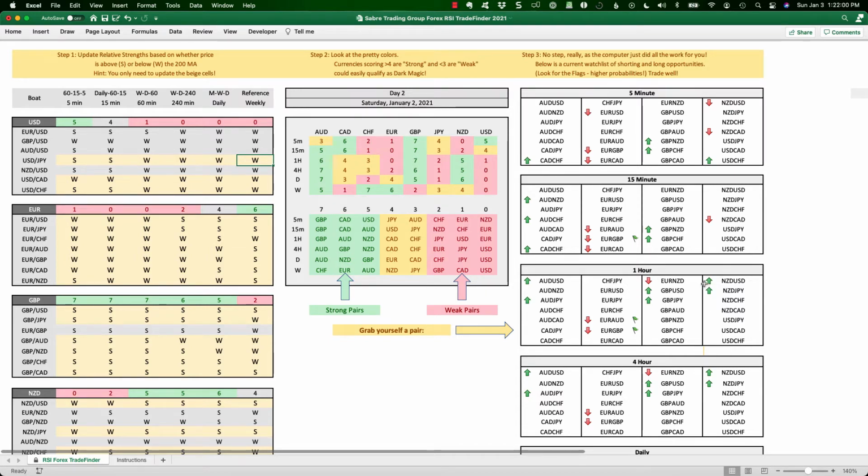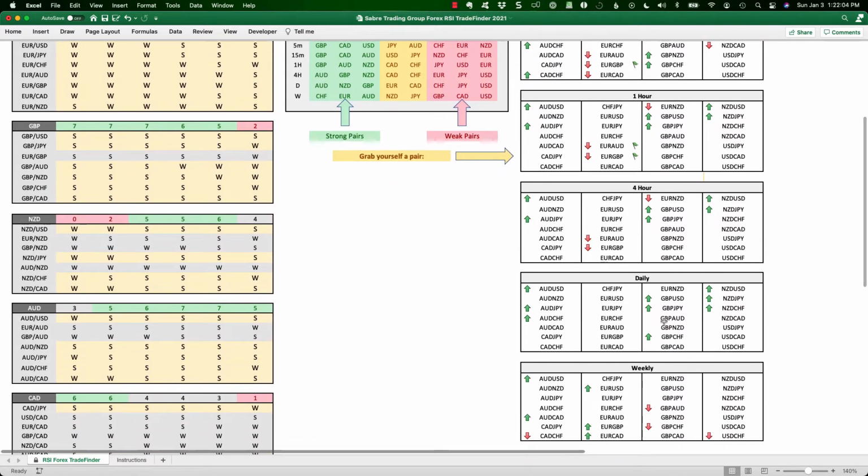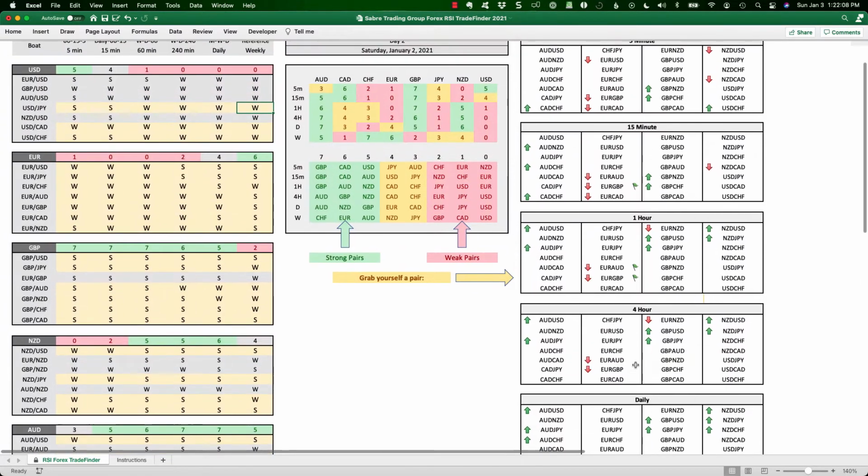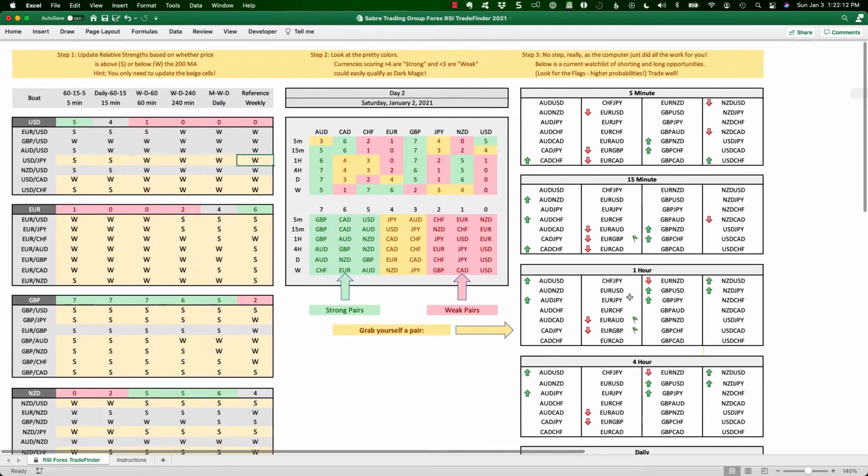So that pops up every now and then, which is why we have everything from the 5-minute down to the weekly charts. Because if you want to trade the daily, you want to see what's going on in the 4-hour and the weekly. If you trade the 1-hour chart, you want to see what's going on in the 15-minute and the 4-hour. All right. Now, how do we populate this chart to get this information every day?